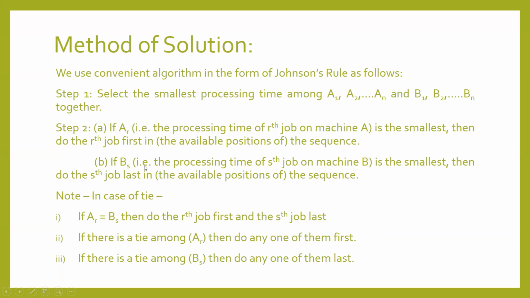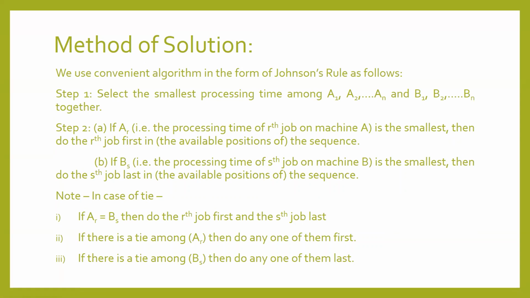If suppose we get the smallest processing time on machine B, let us say it is BS, or the S job, then do the S job last in the sequence. So we have to put that job at the end, or whatever last sequence position is available. If we are doing the allocation for the first time, it will go to the last available position. A will go at the beginning and B will go at the end, in simple words.